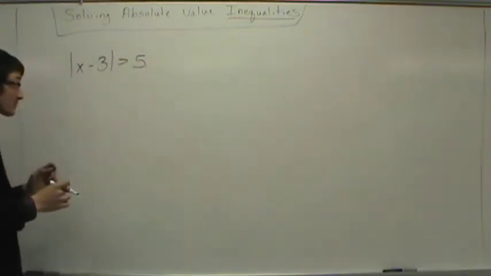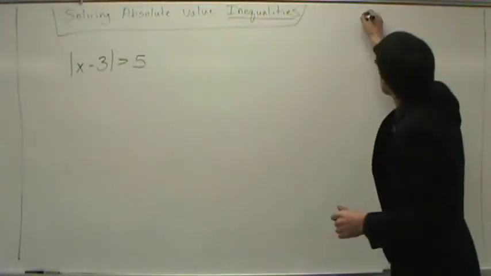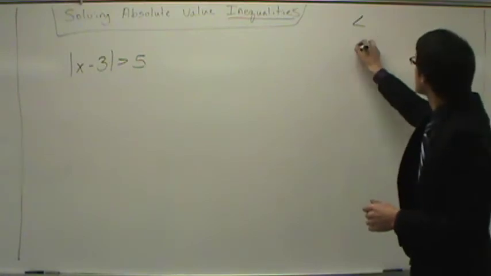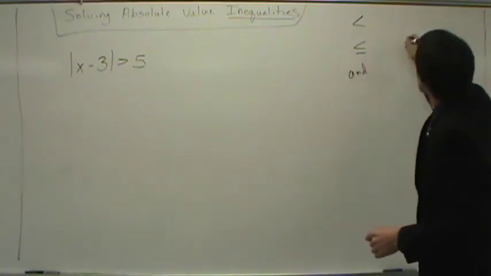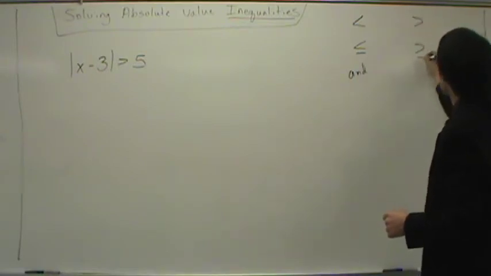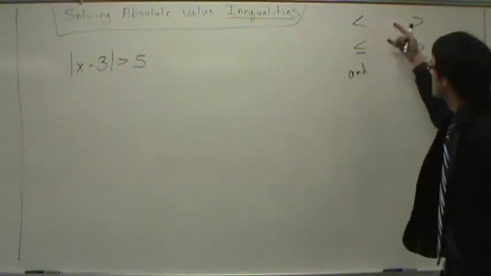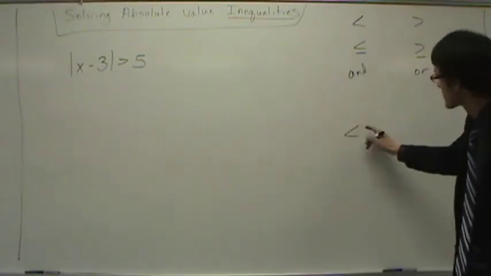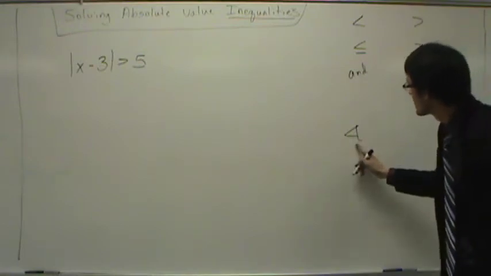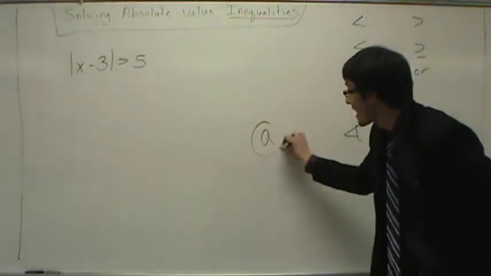Absolute value of x minus 3 is greater than 5. All right, the first thing you need to put on your notes is less than or equal to means and. Greater than or equal to means or. Now, there's a trick to remembering this. I always tell students here, less than. Can you make an A out of this? Absolutely. Use your imagination. And I'm talking small a.